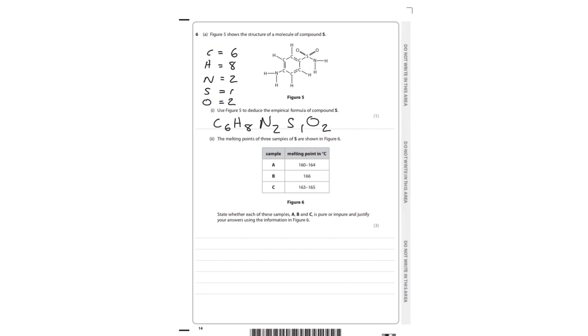S1O2, and that was really a straightforward 1 mark. And the second part, the melting point of 3 samples of S are shown in Figure 6. State whether each of the samples A, B, C is pure or impure and justify your answer using the information in Figure 6. Well, if they've got a range of melting points, they're going to be impure, and if they've got a single melting point, then it's going to be pure.